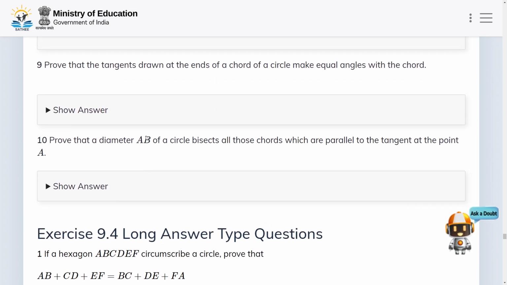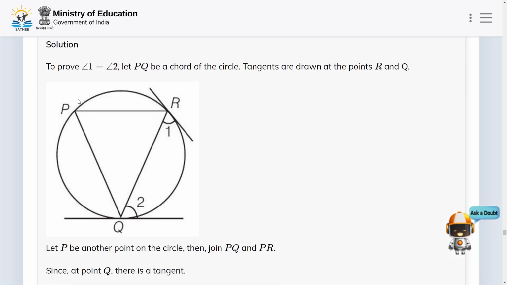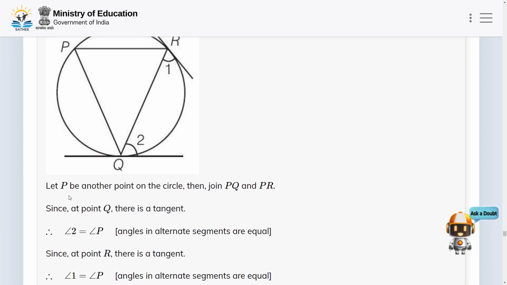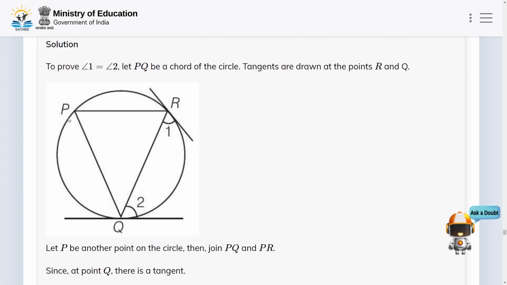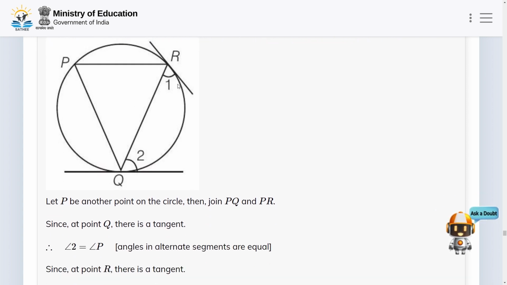In the next problem, we have to prove that the tangents drawn at the ends of a chord of a circle make equal angles with the chord. So let us solve this problem. To prove angle 1 is equal to angle 2, so this angle is equal to this angle. Let PQ be a chord of a circle and tangents are drawn at the points R and Q, and let P be another point on the circle, and then join PQ and PR.